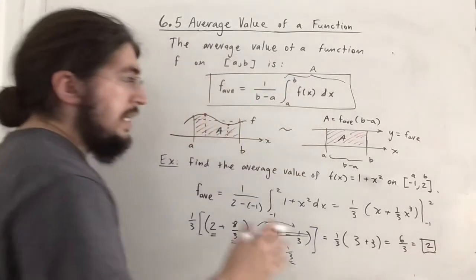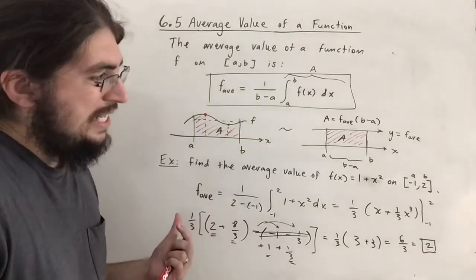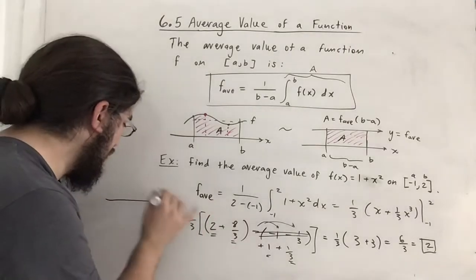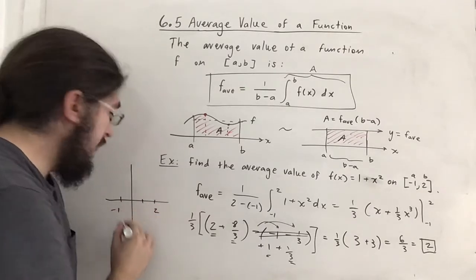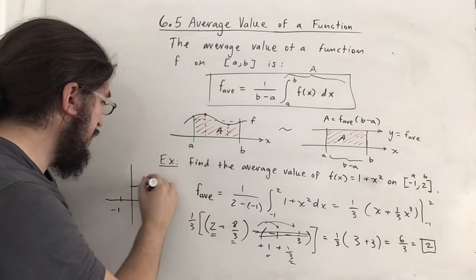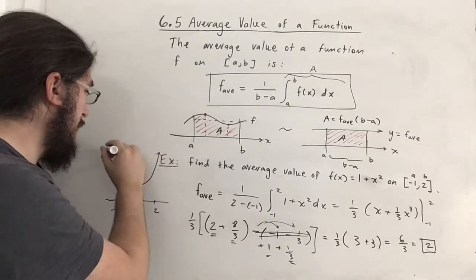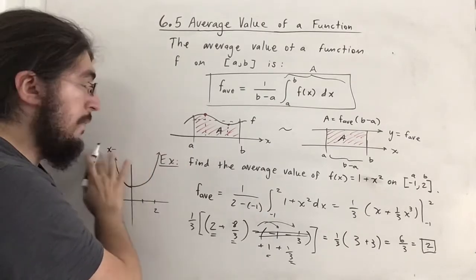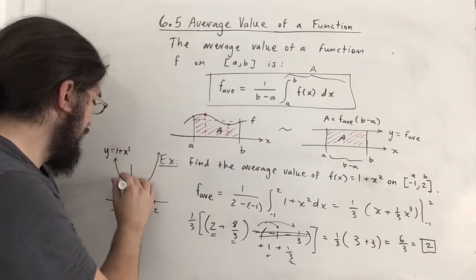And if you want to visualize this by actually graphing, you can do that. I'm not going to do it. I guess I will do it. Fine. You convinced me. So going from -1 to 2 under the curve, 1 plus x squared, which is of course just a parabola shifted up 1 unit, so it's y equals 1 plus x squared. There we go.